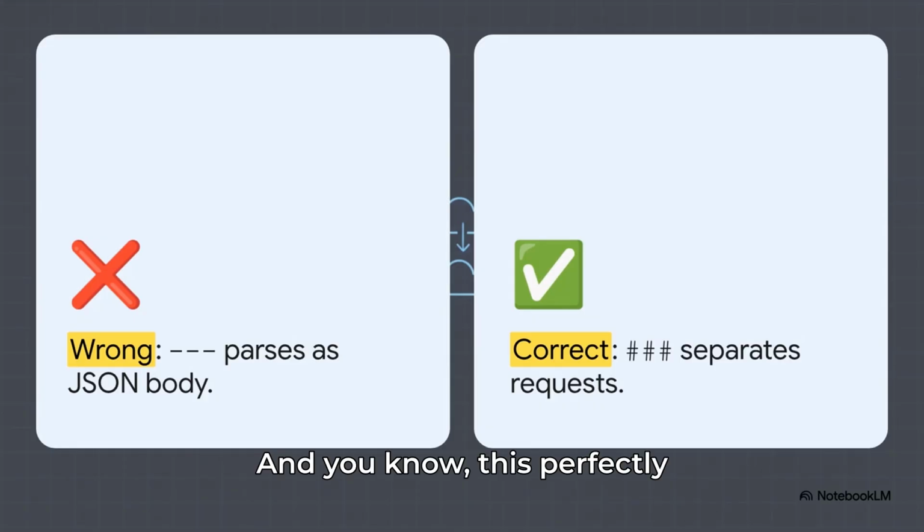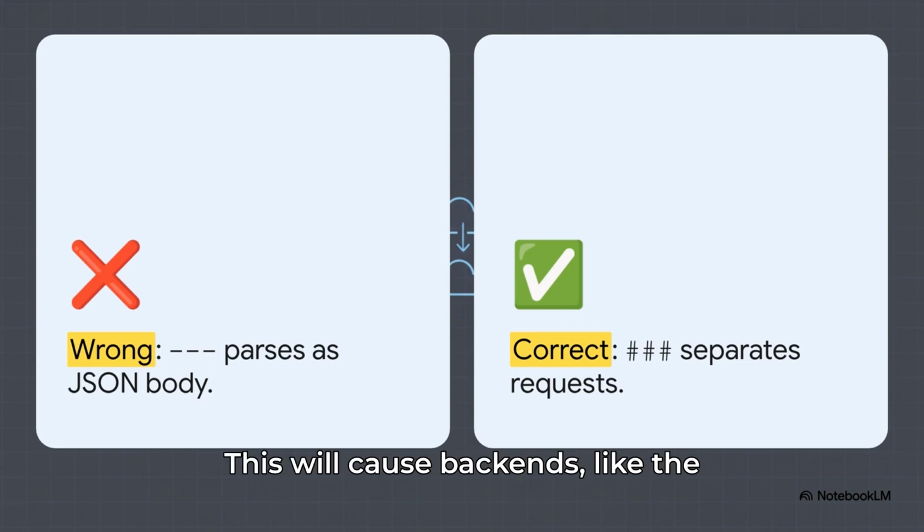And this perfectly illustrates a gotcha that traps so many experienced developers. If you're grouping multiple requests in a single file, you have to separate them, right? Well, because we are all so used to Markdown, developers constantly try to use three dashes as a separator. But for the REST client, this is completely wrong. If you use three dashes, the extension actually treats them as part of the JSON body.